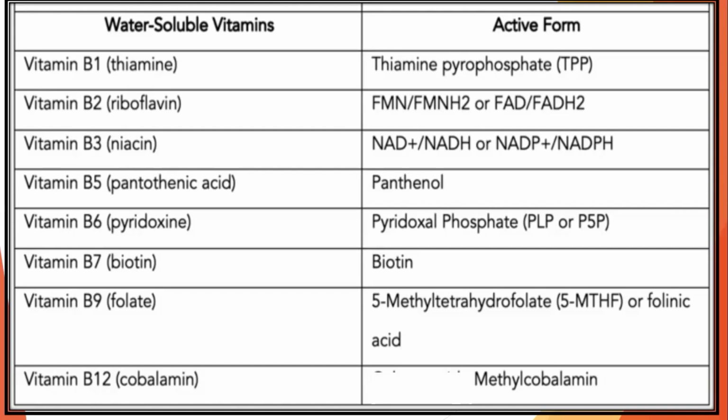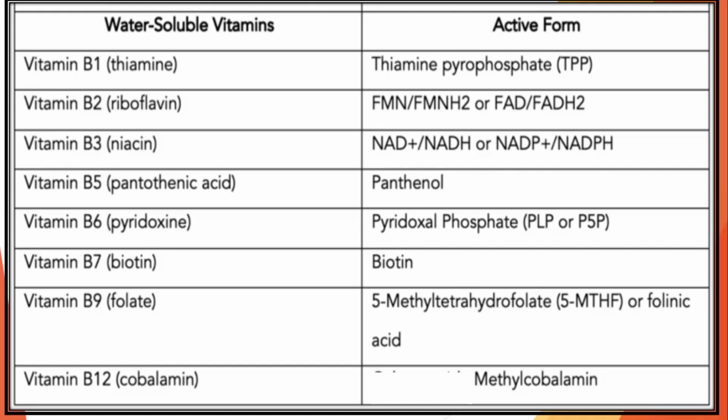You see, vitamin B2 riboflavin, its active form is flavin adenine dinucleotide, FAD. Vitamin B3 niacin, its active form is nicotinamide adenine dinucleotide or its reduced form with a hydrogen ion in it, or it may be in the form of nicotinamide adenine dinucleotide phosphate or its reduced form. These all are active forms used as coenzyme inside the body.